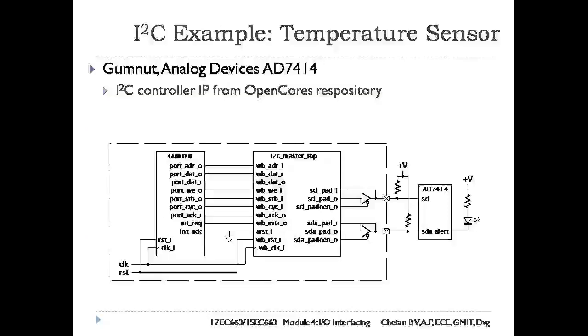Here we have an example where we have to design an interface to connect an embedded GumNet core to a remote temperature sensor. The temperature sensor is an Analog Devices AD7414 with an I2C connection and an alert input that can be connected to a warning indicator. The open cores repository contains an I2C controller component that is Wishbone compliant. We connect the controller to the GumNet core's Wishbone I/O bus and provide pad connections to an external I2C bus for connecting the temperature sensor.